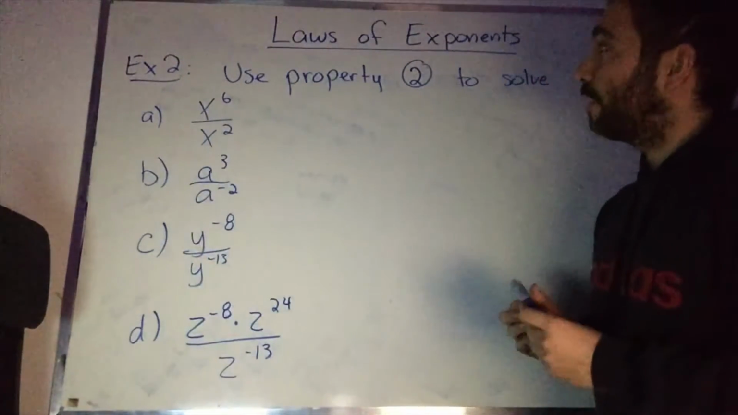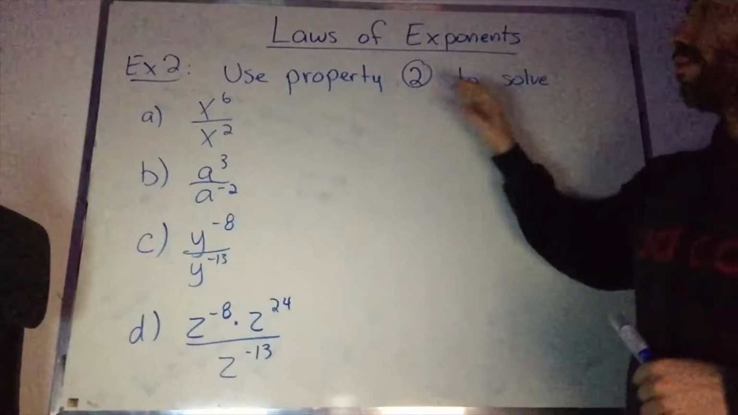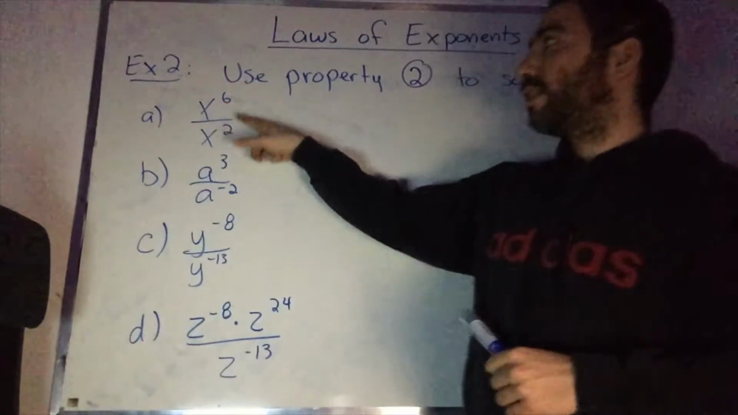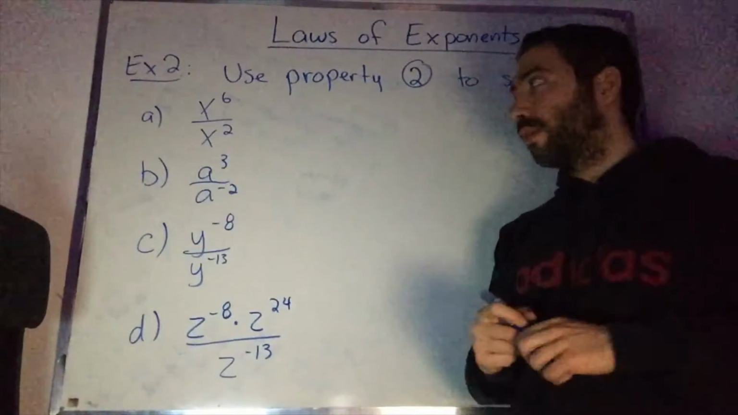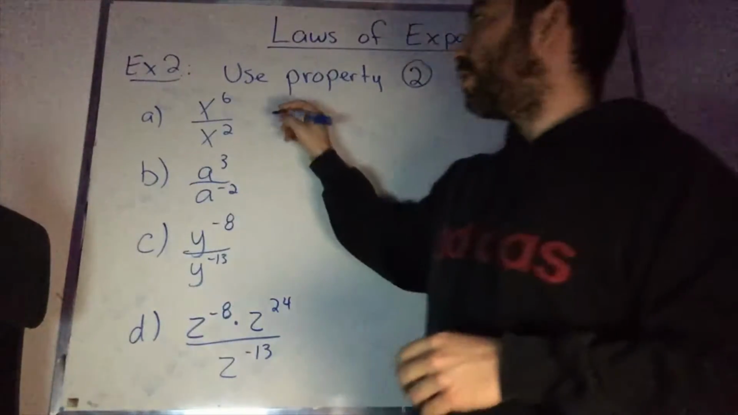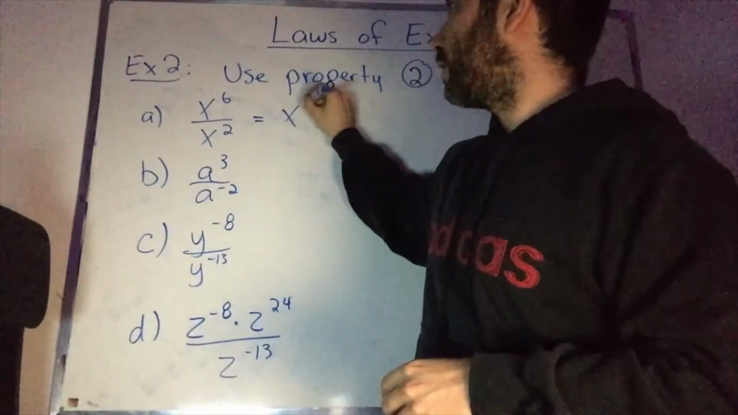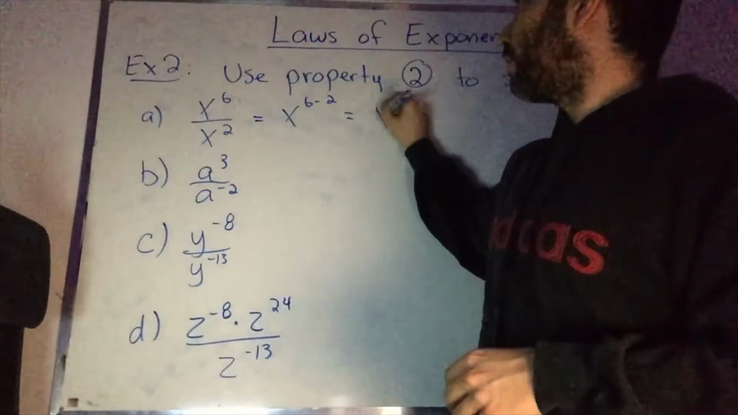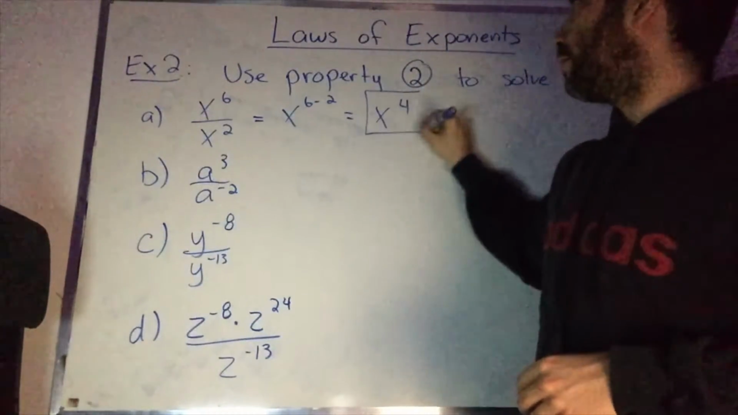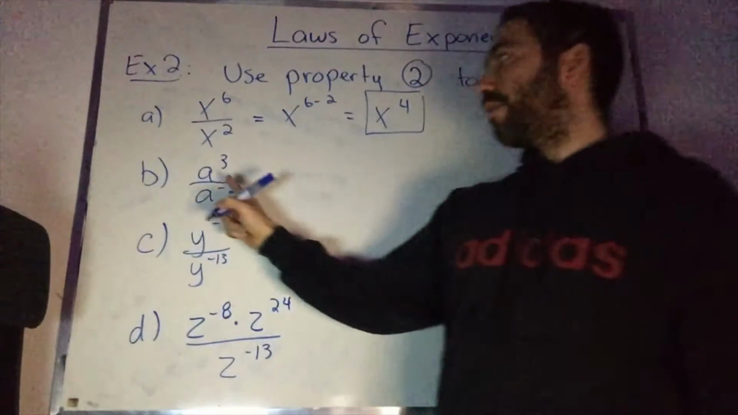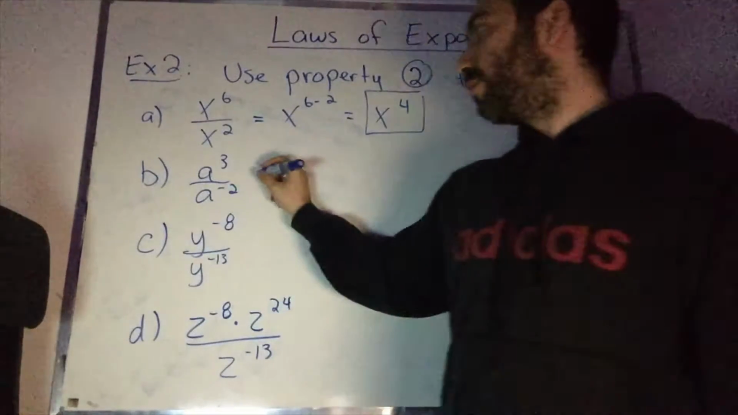Okay, so now in this example here, we're asked to use property 2 to solve the following. x to the 6 divided by x to the 2. Since we have a division and the bases are the same, we subtract the exponents. x to the 6 minus 2 equals x to the 4. That's your answer.